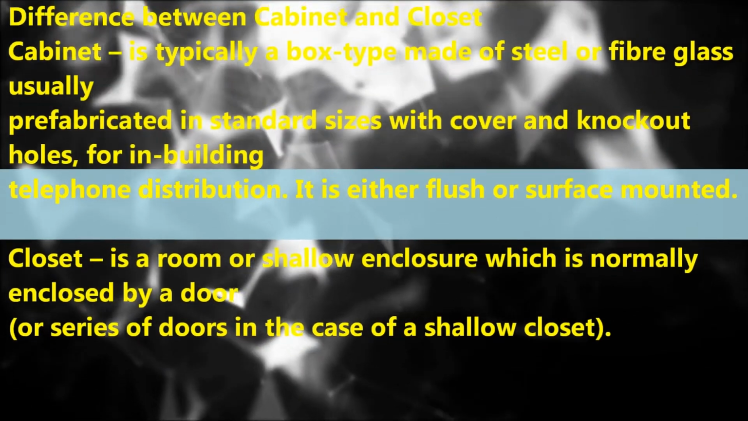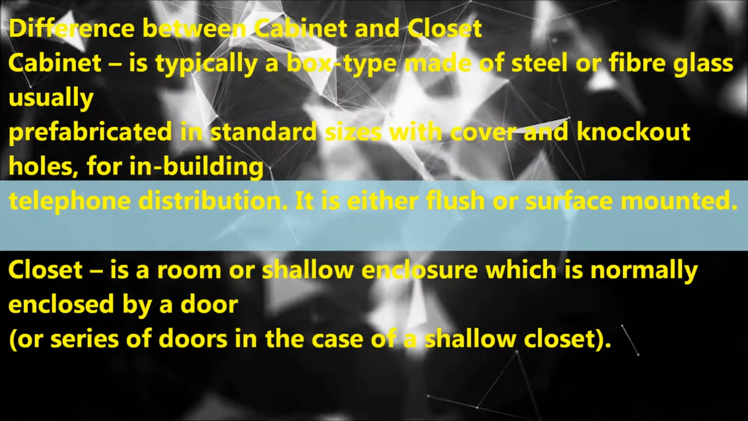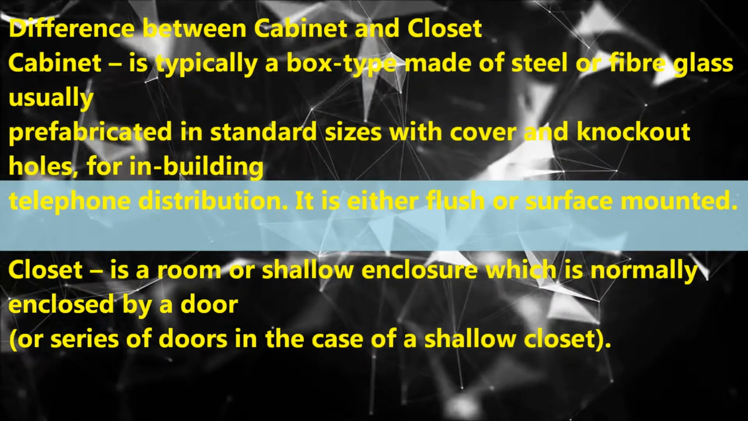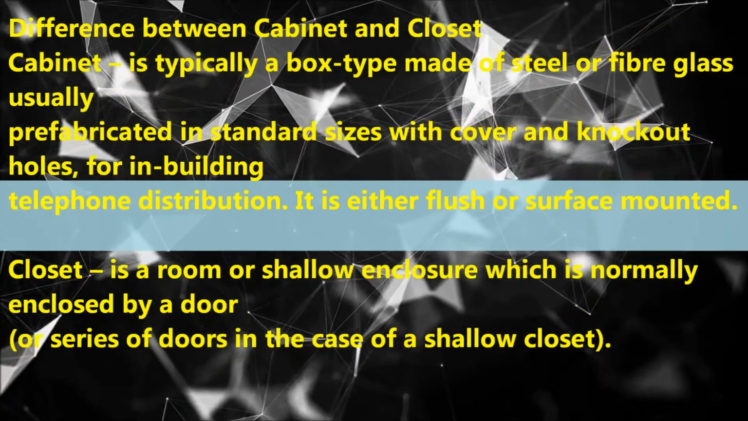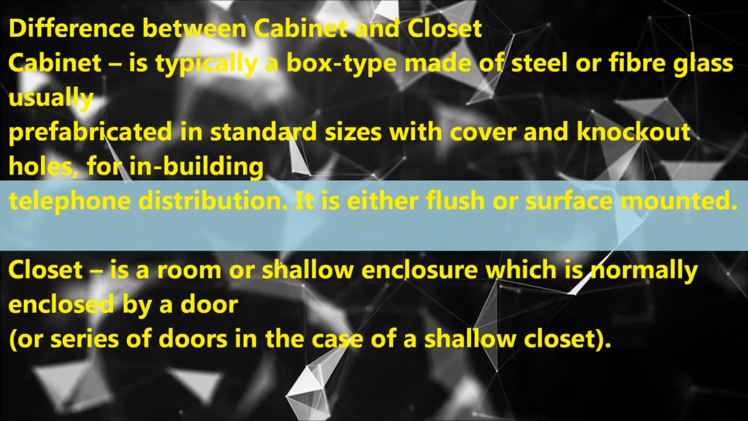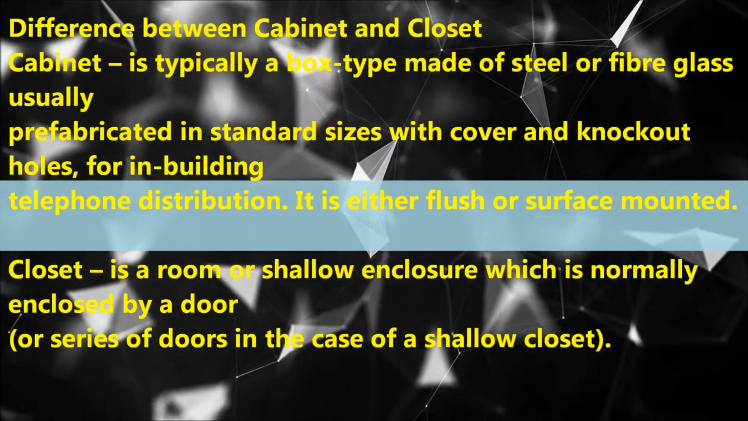Difference between cabinet and closet. Cabinet is typically a box type made of steel or fiberglass, usually prefabricated in standard sizes with cover and knockout holes for in-building telephone distribution. It is either flush or surface mounted, while closet is a room or shallow enclosure which is normally enclosed by a door or series of doors in the case of a shallow closet.